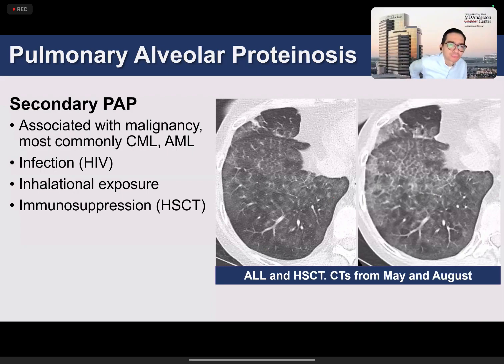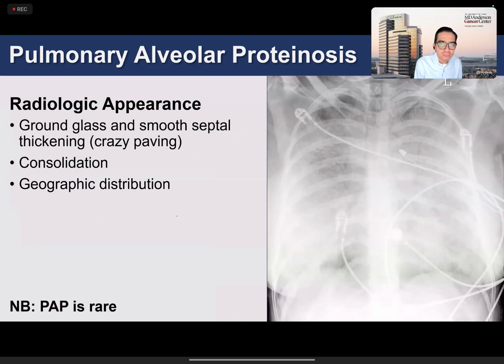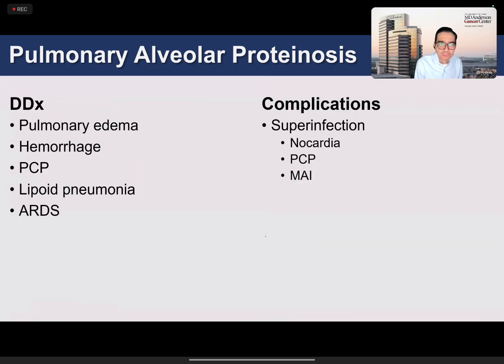In patients with the leukemias, pulmonary alveolar proteinosis is associated with that. It can also be associated with HIV, inhalational exposure, and immunosuppression with stem cell transplant. So radiologically, it can be ground glass opacity, it can be consolidation, and it typically has a geographic distribution. But note that PAP is rare.